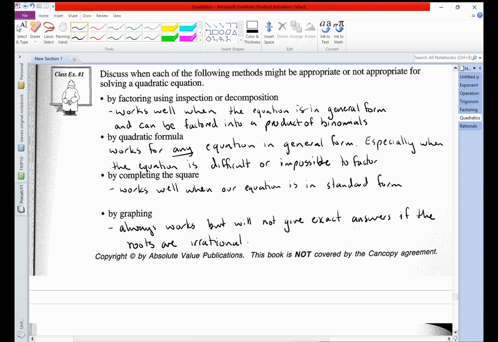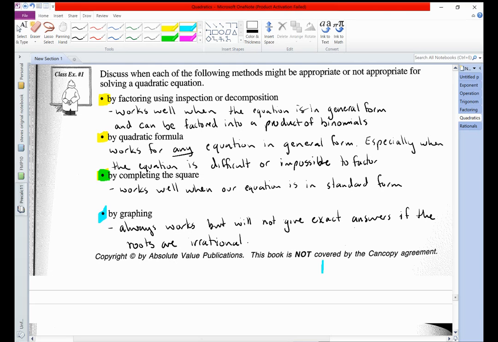That's kind of an outline of the 4 different strategies. So for these 2 you're looking at general form. This one is when you have standard form, and then graphing works all the time, but I would suggest just using it to check because it's not always going to give you exact answers.